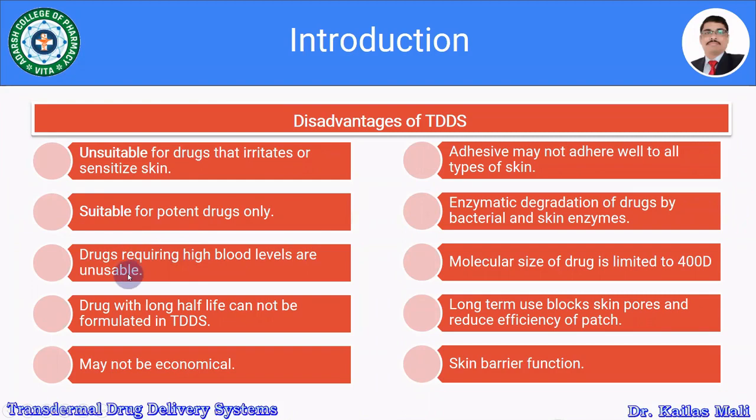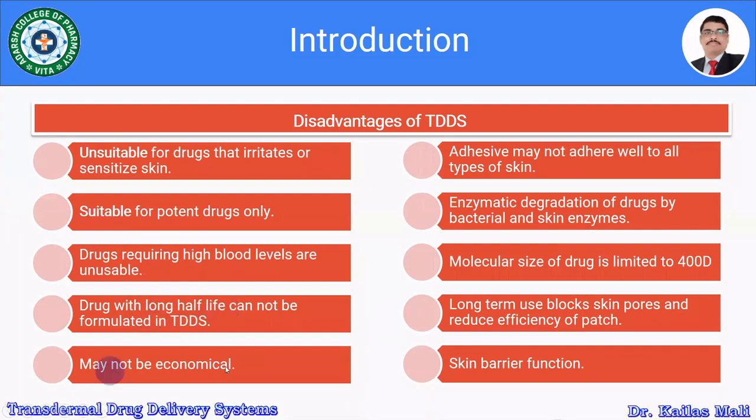Drugs requiring high blood levels are unusable, as there are a few drugs which require high plasma concentration or high blood levels. Such drugs are not suitable for the transdermal drug delivery system. Drugs with a long half-life cannot be formulated in the TDDS. There are a few drugs which have a long elimination half-life. Such drugs are also not suitable, or it is not possible to formulate the TDDS of these drugs.